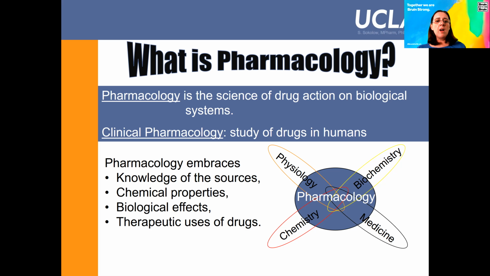As you can see on this graph, pharmacology is really the intersection of different sciences. It's an intersection between chemistry and biochemistry, so that's the knowledge of the source, the chemical properties, the biological effect, and then the physiology and the medicine, because you have to know the physiology of the system that the drug is going to work on. And from a medicine point of view, you want to know what the drug is used for in certain medical conditions. So this is the therapeutic use of the drug.